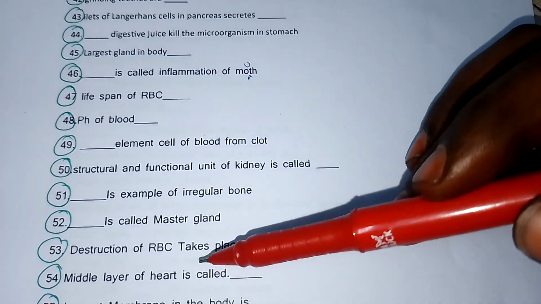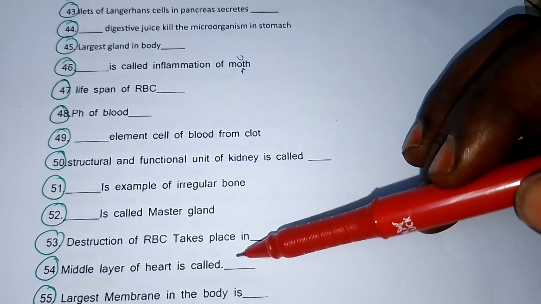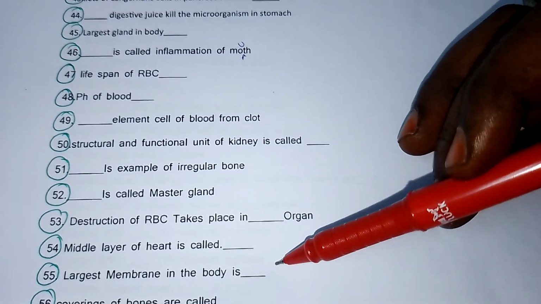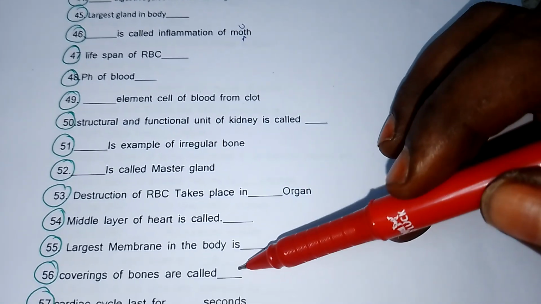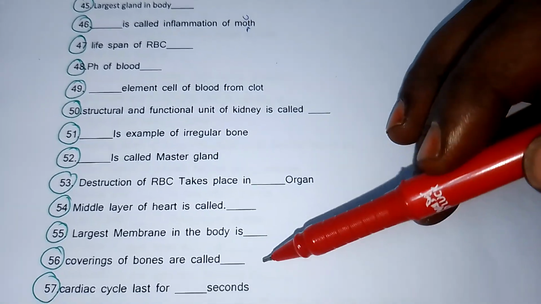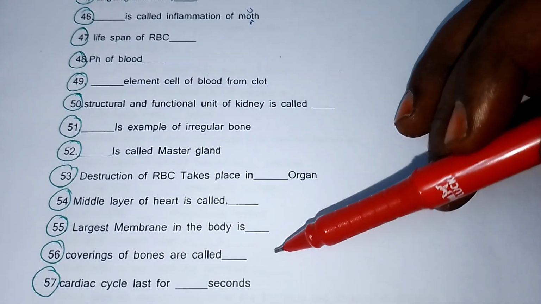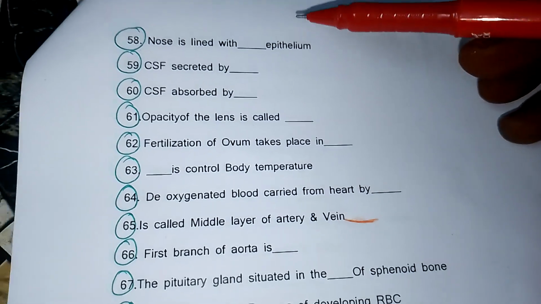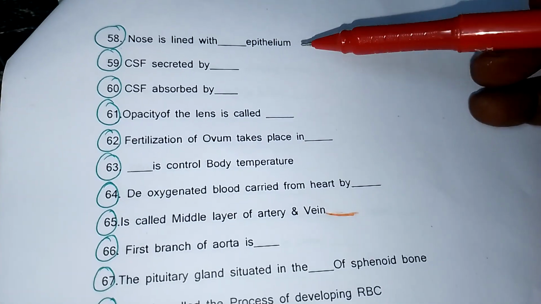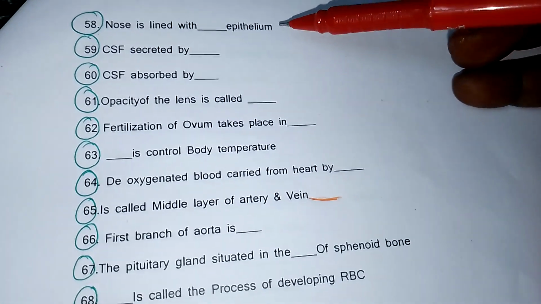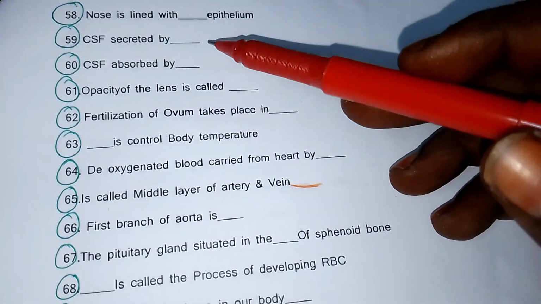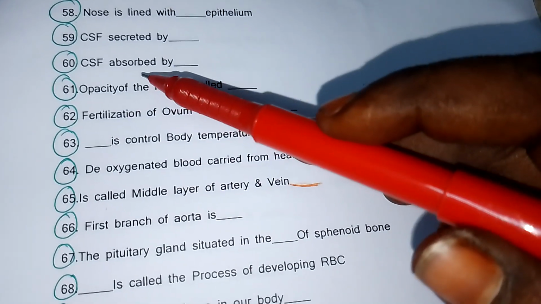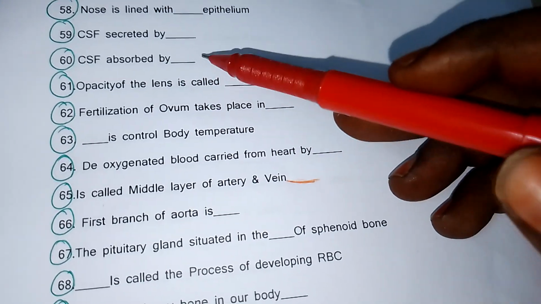Middle layer of the heart is called myocardium. Largest membrane in the body is called peritoneum. Covering of the bone is called periosteum. Cardiac cycle lasts for 0.8 seconds. Nose is lined with ciliated columnar epithelium. CSF is secreted. What is CSF? Cerebrospinal fluid, secreted from choroid plexus. CSF is absorbed by arachnoid villi.